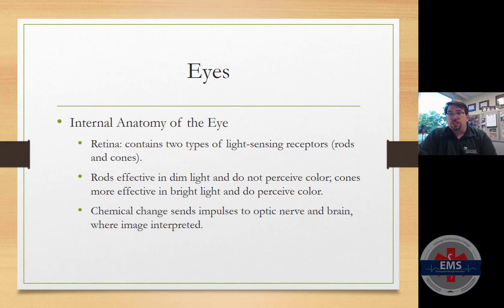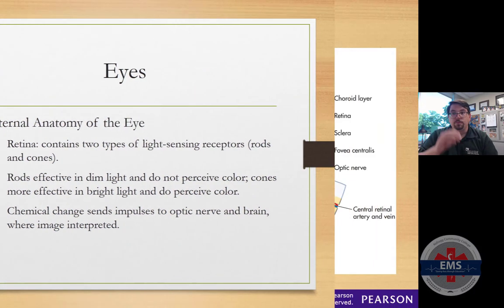Now, chemical changes are going to be a part of this process as well. These chemical changes are going to send impulses to the optic nerve and then into the brain where that image, right, that ability for bright lights and dim lights and colors can all come together for the brain to actually interpret an image to work off of.